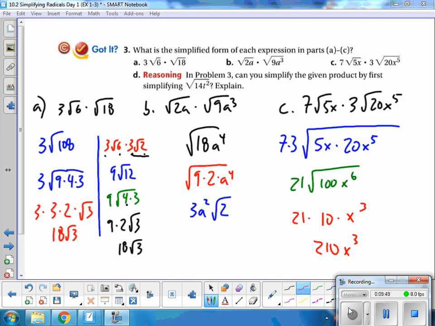All right, here's my last couple here. For B, I just multiplied everything together and then factored out of my 18, looking for the perfect square of 9, and then 2. I was able to factor out that 9. For C, I again multiplied everything together. I got my 21 times the square root of 100 and x to the 6th. My x to the 6th being an even term, I was able to factor that out to being x to the 3rd. The square root of 100 is 10, multiplied all that together to get 210 x to the 3rd power.